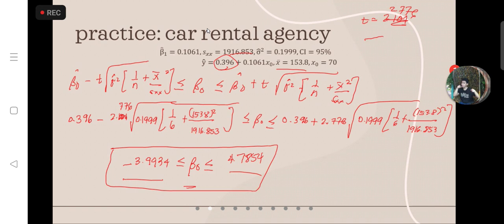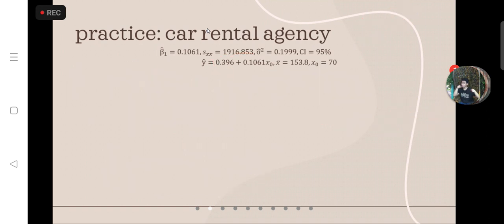Let's then solve for the confidence interval for the mean response. So on our mean response, let's use x0 as 70. So this is our regression model. Y hat equals 0.396 plus 0.1061 times 70. What is the value for our y hat?